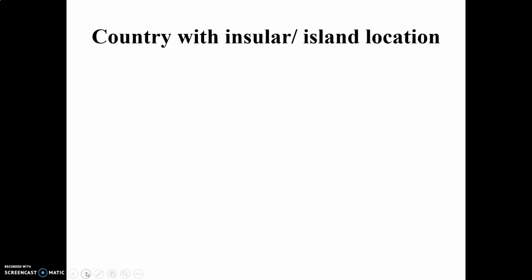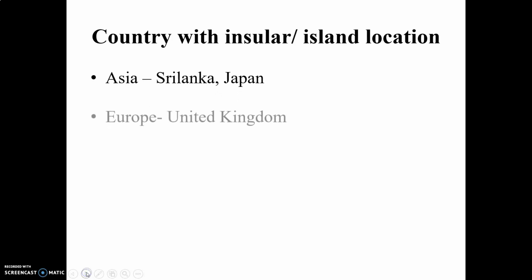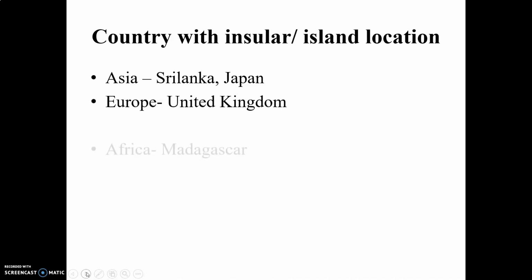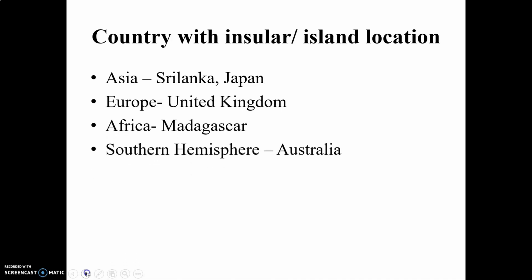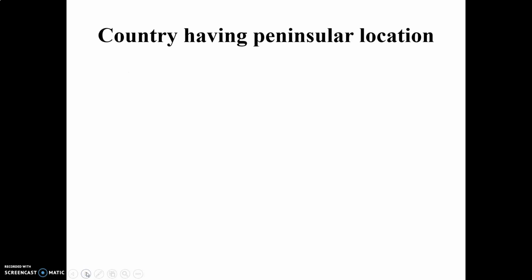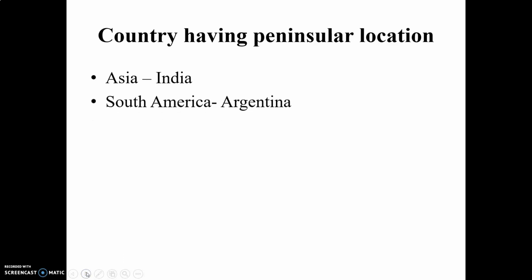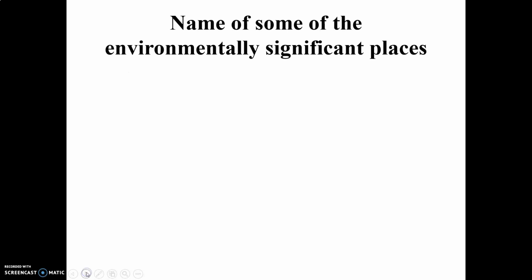Country with island or insular location: a country which is surrounded by water from all sides. It is Sri Lanka and Japan. In Europe it is the United Kingdom. In Africa it is Madagascar Island. In the Southern Hemisphere it is Australia. Country having peninsular location. In Asia it is India. Peninsular location is almost like island location, but one side is surrounded by land, and all 3 sides are surrounded by water. In South America it is Argentina.